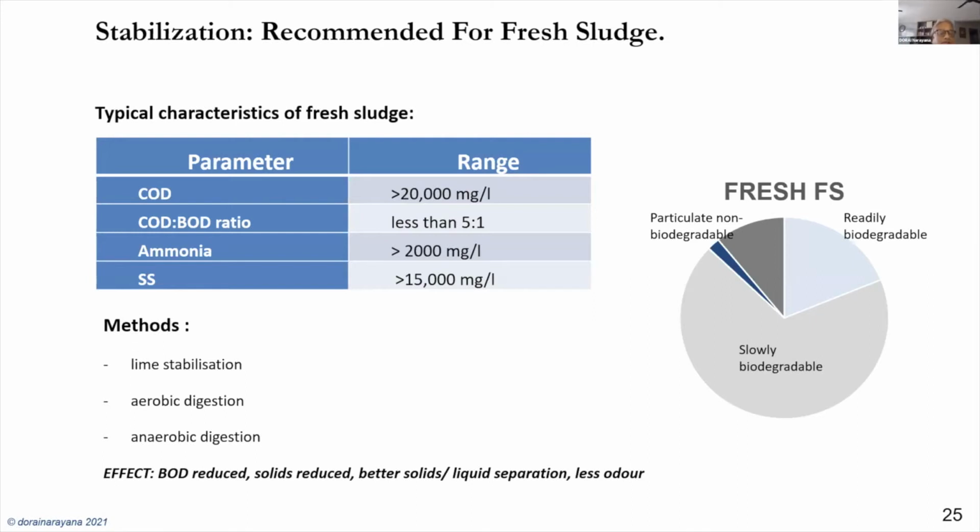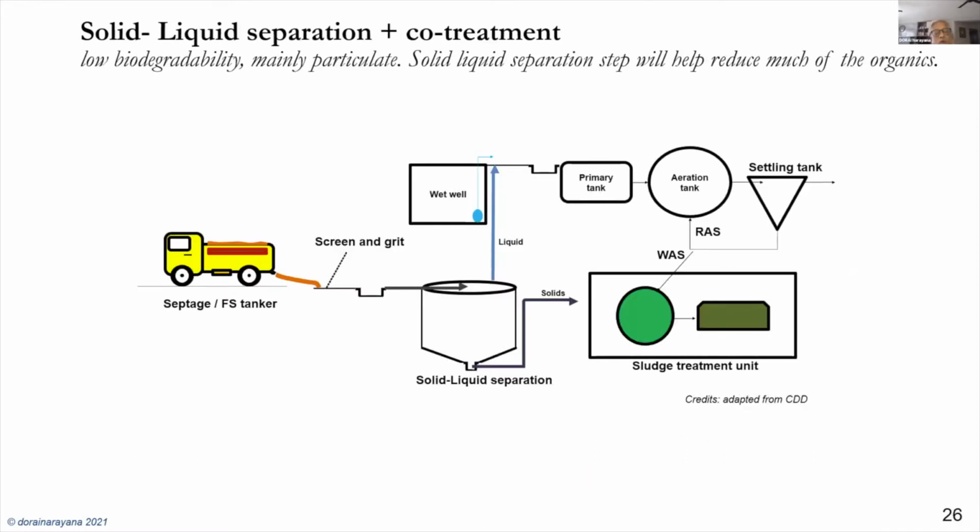And the effect of the stabilization is that your BOD gets reduced, the solids get reduced, and the solid liquid separation becomes much better, okay? And this is the most common, where the solid liquid separation is followed by co-treatment. So as I mentioned, most sludge comes from septic tanks or pits where it has remained for a pretty long time. And therefore, a very big chunk of it is particulate and non-biodegradable.